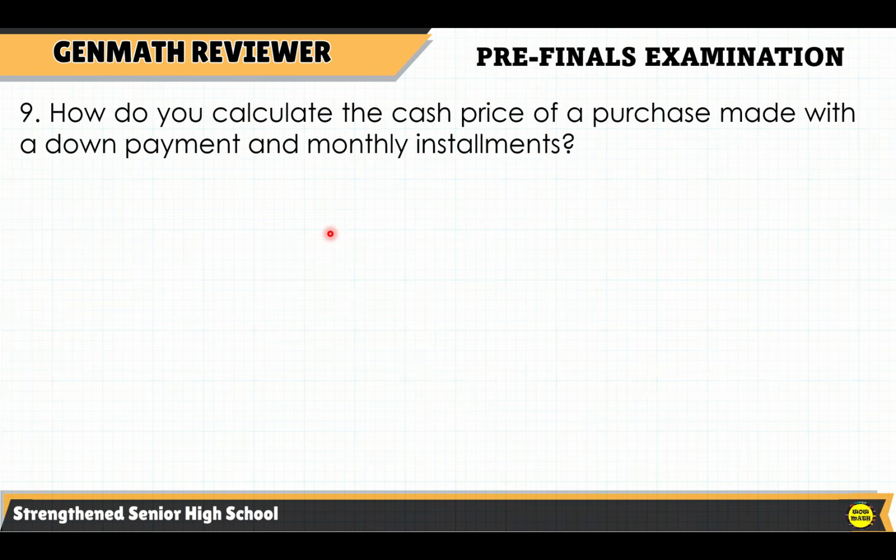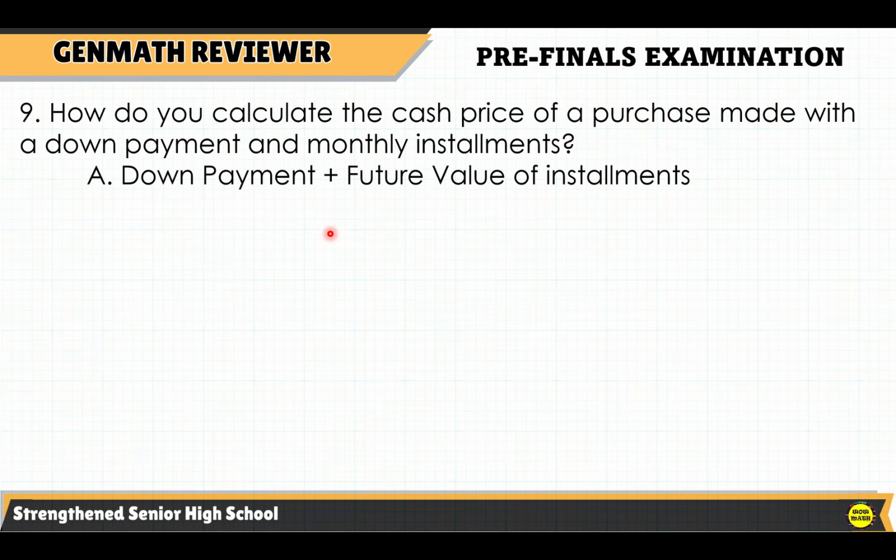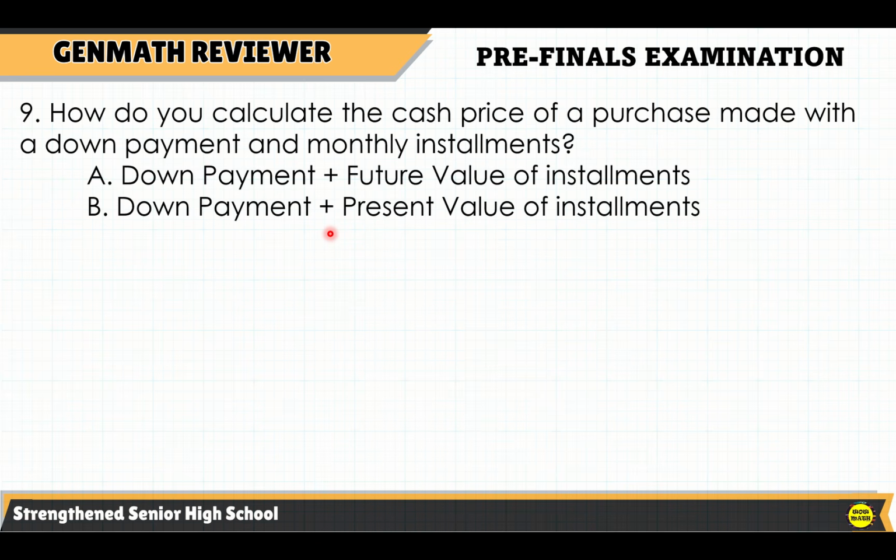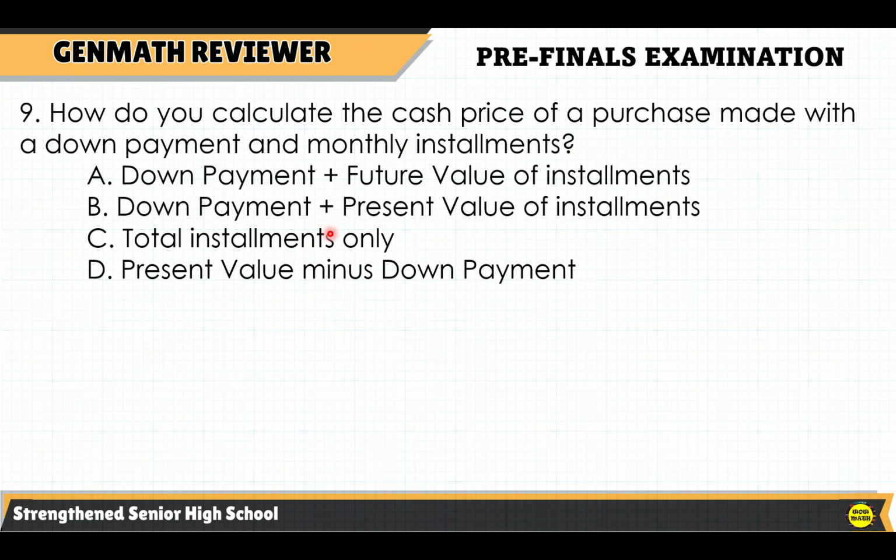Okay, next. How do you calculate the cash price of a purchase made with a down payment and a monthly installment? A. Down payment plus future value of installments. B. Down payment plus present value of the installment. Letter C. Total installment only. Letter D. Present value minus down payment. Okay, so what's the answer? Letter B, down payment plus the present value of installment.